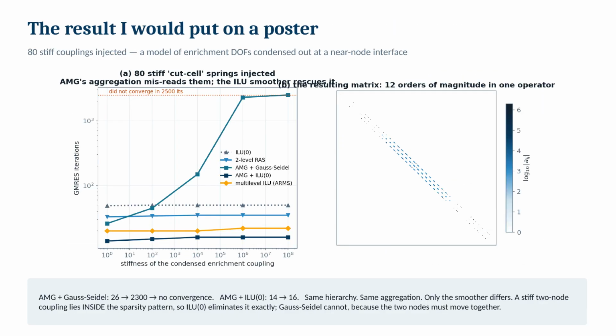And now the result I'd put on a poster. I've injected 80 very stiff rank 1 couplings into a diffusion matrix. Physically, 80 places where a two-phase interface sits almost on a node, the enriched pressure DOF gets condensed out, and you're left with an enormous coupling between two neighboring nodes. Panel B shows the result. 12 orders of magnitude of entry magnitude in a single operator.